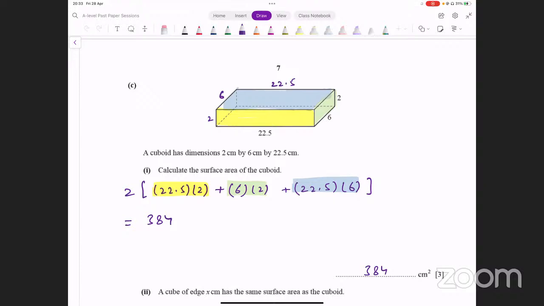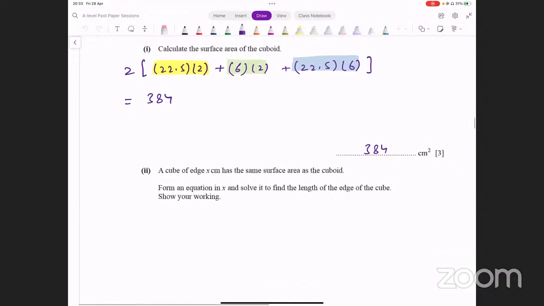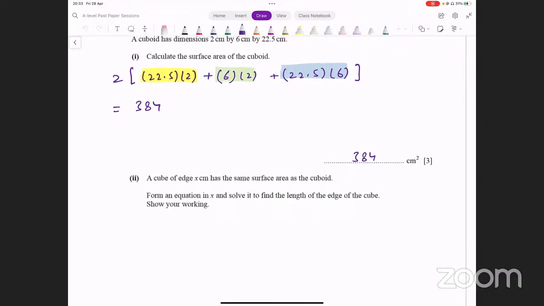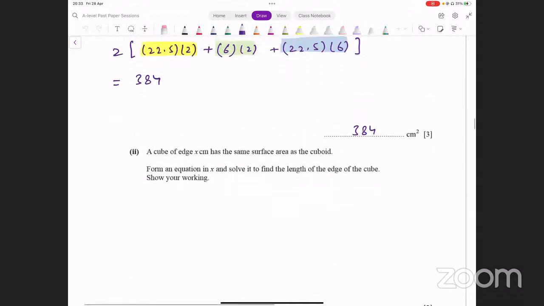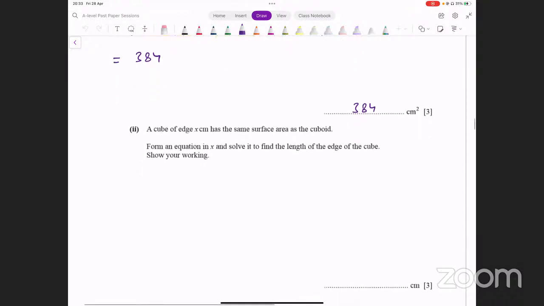Okay, let's move on. Now it says a cube of edge x centimeters has the same surface area as the cuboid. So there's another cube that we have now. उस cube का surface area भी यही है जो इस cuboid का है. We need to form an equation in x and solve it to find the length of the edge of the cube, showing your working, of course. Okay. उसने ना भी mention किया होता आपको working show करनी होती है in any case. अच्छा देखिए surface area है cuboid का कितना, cube का कितना 384.